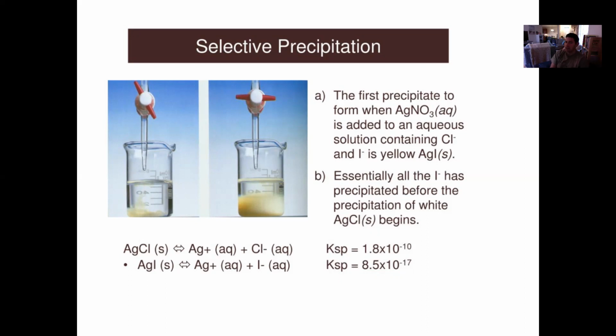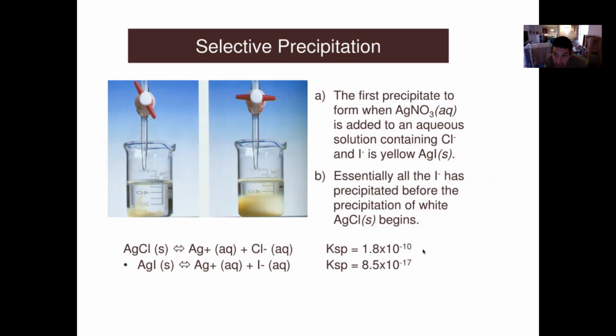So why does that happen? Well, provided on the bottom here, we have the reactions, the equilibriums, and the KSPs are what we're going to really hone in on. Silver 1 iodide has a KSP of 8.5 times 10 to the negative 17th. Silver 1 chloride has a KSP of 1.8 times 10 to the negative 10th.